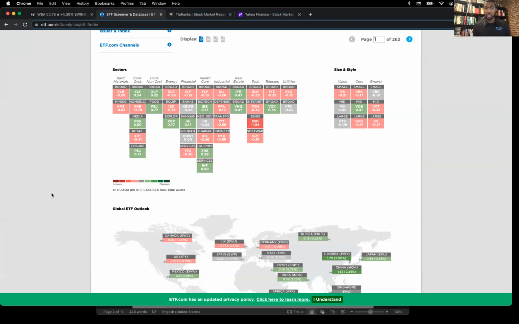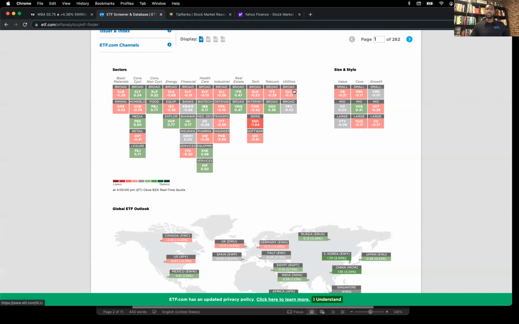And if we're looking at what we're looking at right now, you can see that the consumer cyclical is bullish. Consumer discretionary or non-cyclical is bullish. All right, energy is bearish, materials bearish, financials bearish, healthcare is bearish, industrial is bearish, real estate's bullish, tech is bearish, telecoms bearish, utilities bearish. This is just for today. All right, so for today, this is what we're working with. This is the information we're working with.